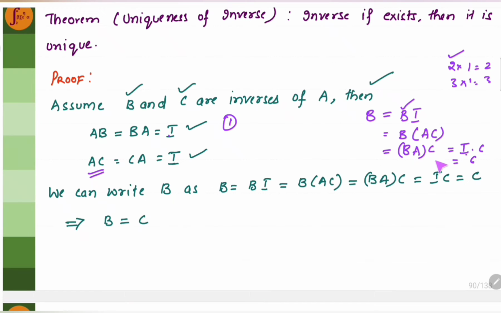And what we have on the left hand side is matrix B. So what happened now? Matrix B is equal to matrix C. If matrix B is equal to matrix C, that means both of these matrices are the same. That means the inverse of A is just one matrix. It's unique. So we have proved this. Thereby, the theorem states that the inverse matrix is unique.